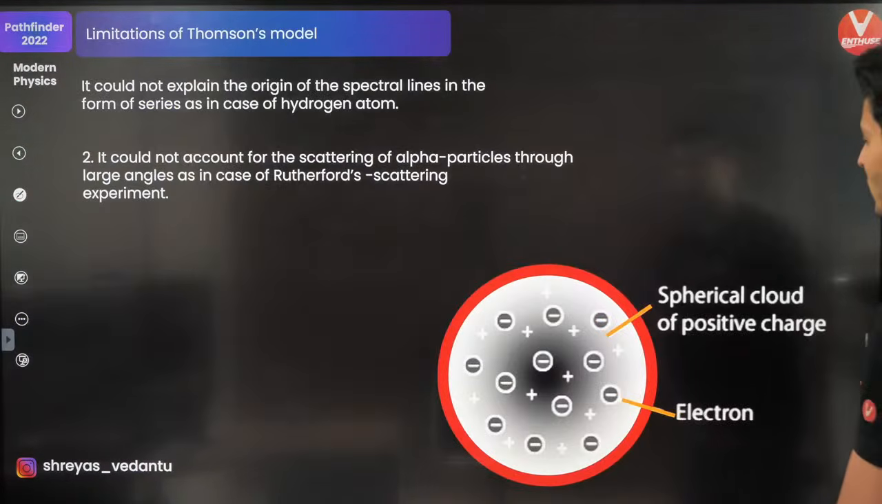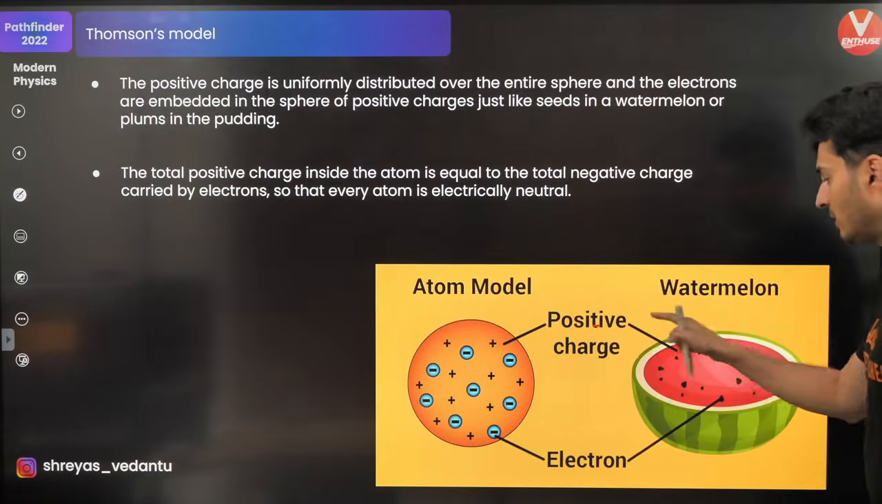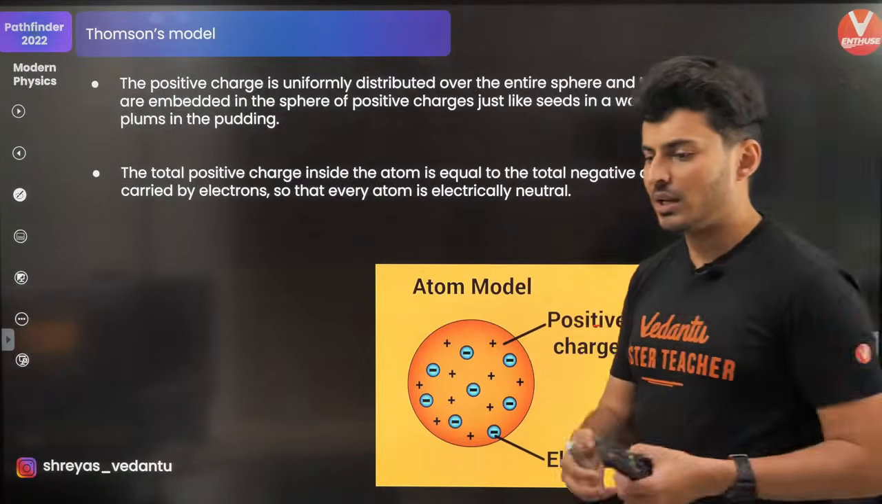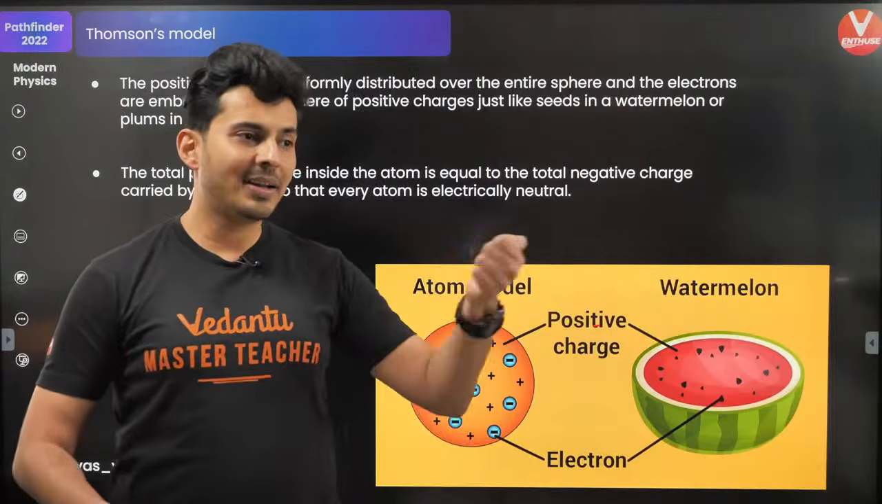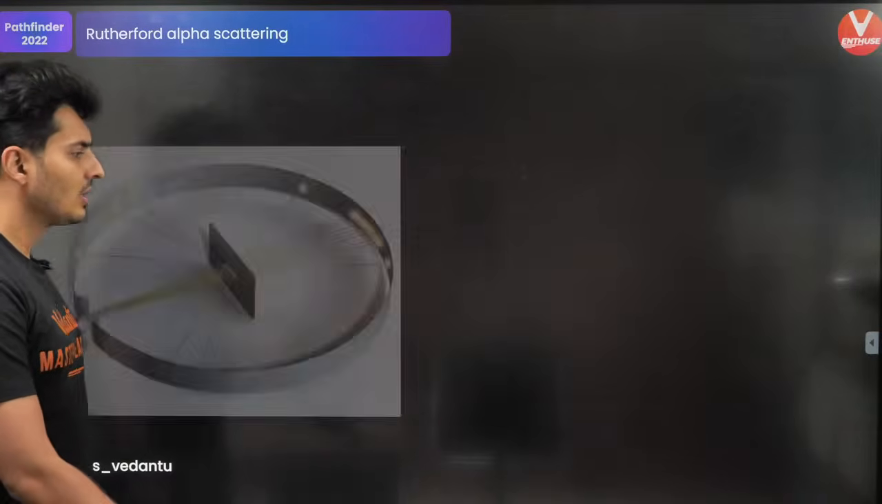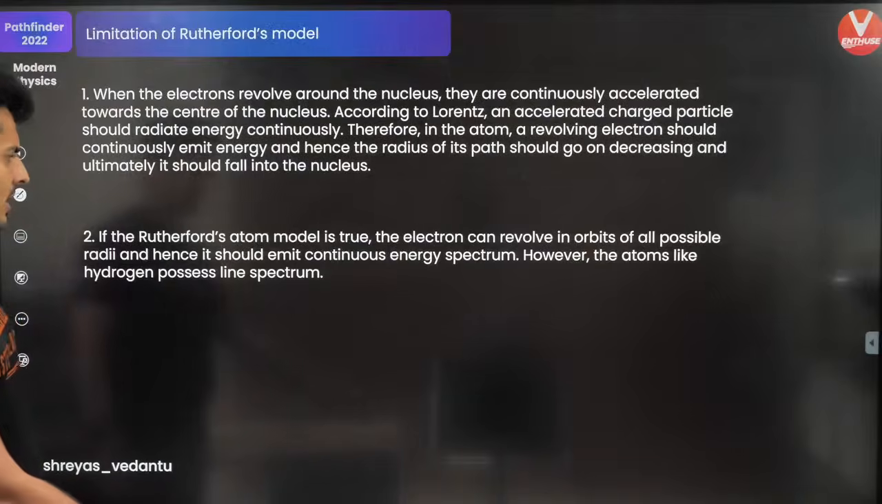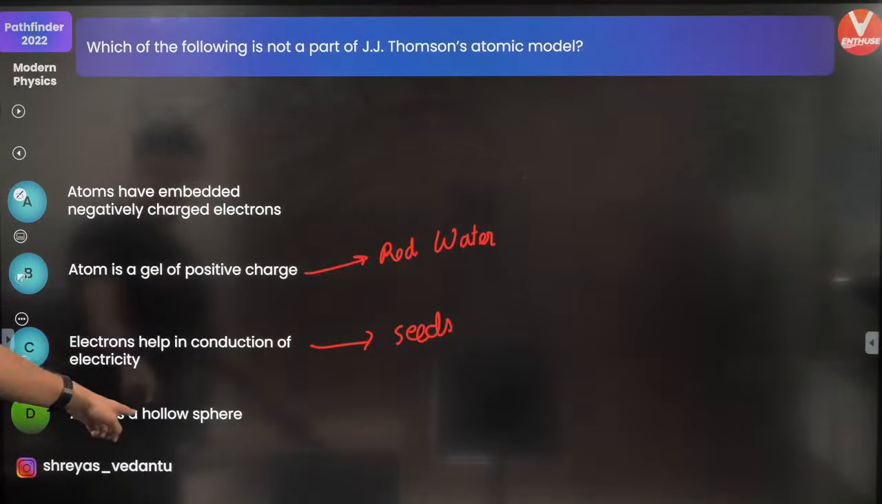Look at this right over here. You can see it. Electrons are the seeds. The red part is the positive. Gel means like the toothpaste or your gum. All right, it's a gel, semi-solid kind of a thing. So that's a gel. So yes, that was perfect. That's what he thought and believed. And you can see that's the reason why option D is correct.